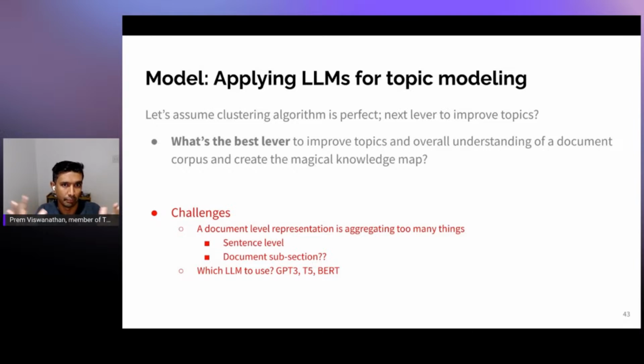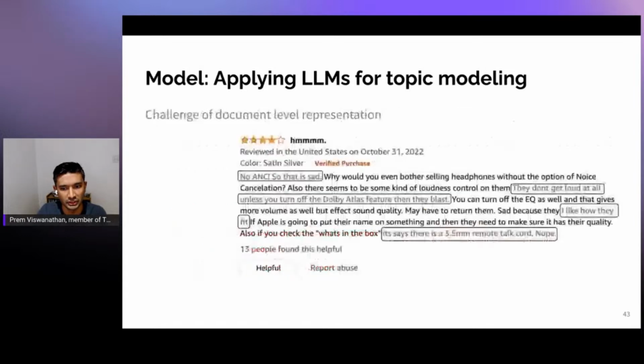You could probably break the document into sentence level or sub-document level and then get representations for those sentences or sub-document portions. So for example, if you took an Amazon review like this, a middle of the road review actually has many signals within it. He's talking about active noise cancellation. This is a review of a Bose headphone.